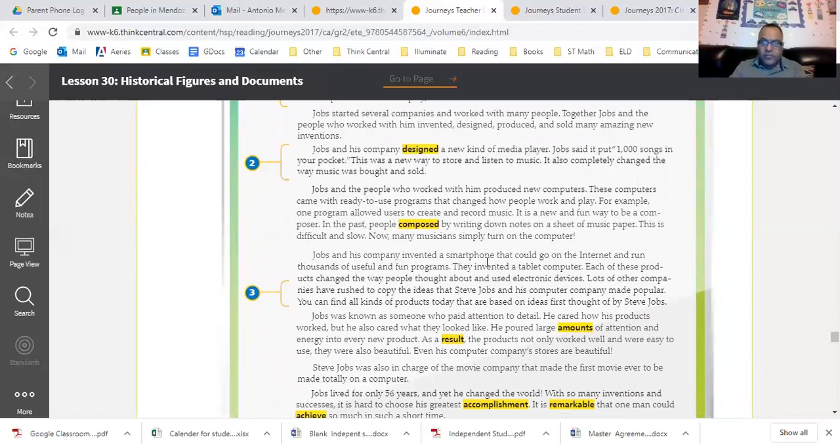Jobs and his company invented a smartphone that could go on the internet and run thousands of useful and fun programs. They invented a tablet computer. Each of these products changed the way people thought about and used electronic devices. Lots of other companies have rushed to copy the ideas that Steve Jobs and his computer company made popular. You can find all kinds of products today that are based on ideas first thought of by Steve Jobs.